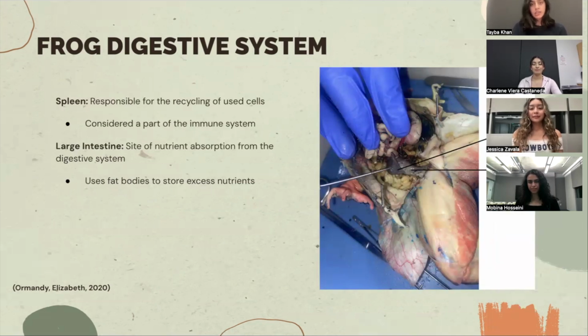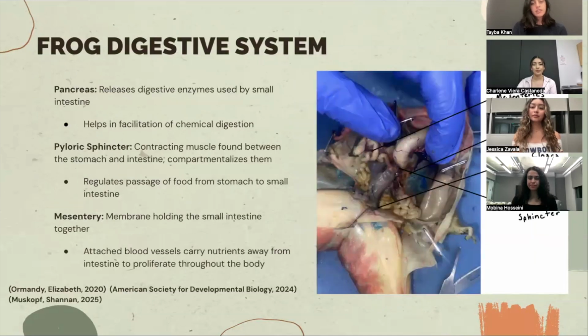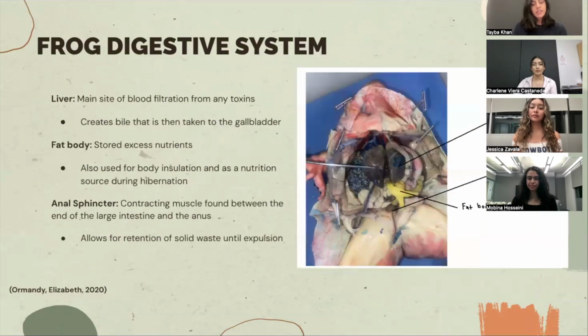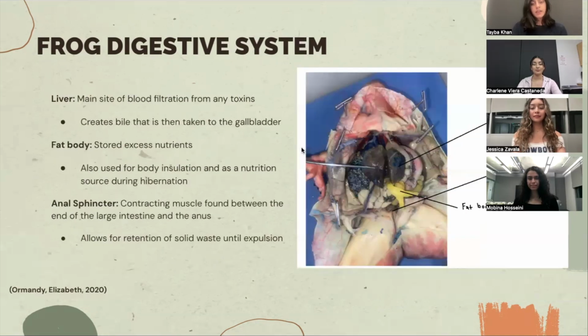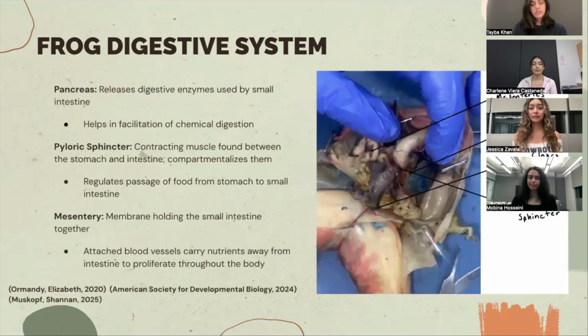It recycles old cells. The large intestine absorbs excess nutrients, and solid waste is expelled through the cloaca. The liver filters blood, and the sphincter allows waste to be retained until expulsion. The pancreas also aids in chemical digestion. The pyloric sphincter creates separation between the stomach and the small intestine. And the mesentery holds everything together and allows for the spread of nutrients.